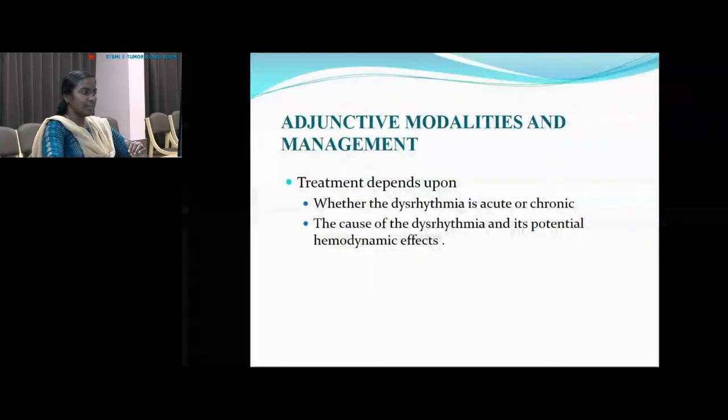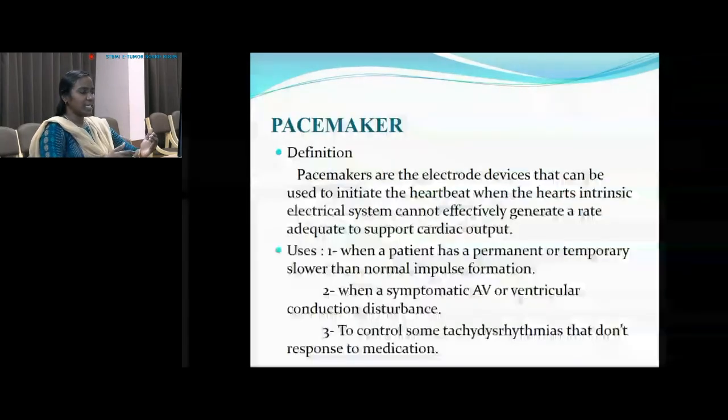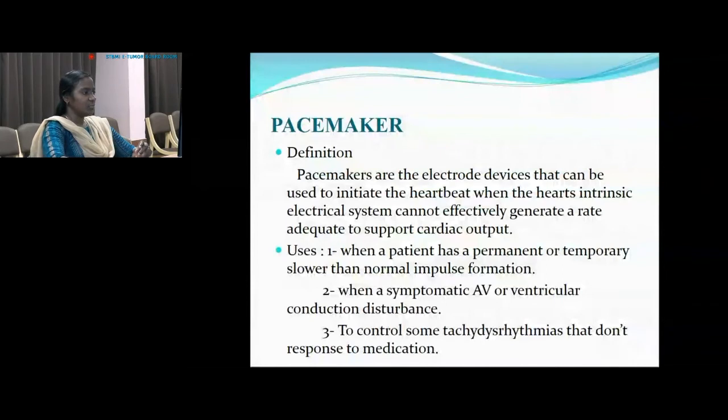So for the treatment part, before starting the definitive treatment, the dysrhythmia should be observed to see whether it is acute or chronic, and the cause of the dysrhythmia should be identified. And for bradycardia cases, a pacemaker is the ultimate choice, the definitive management we could say. So we will see briefly about the pacemaker.